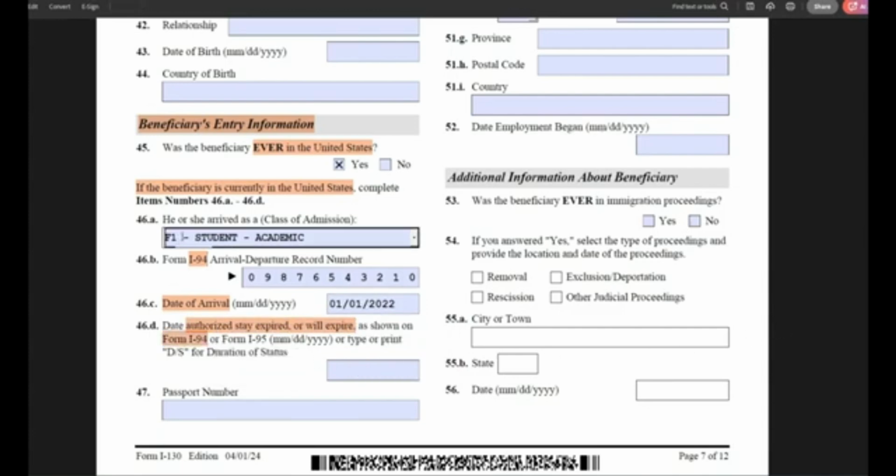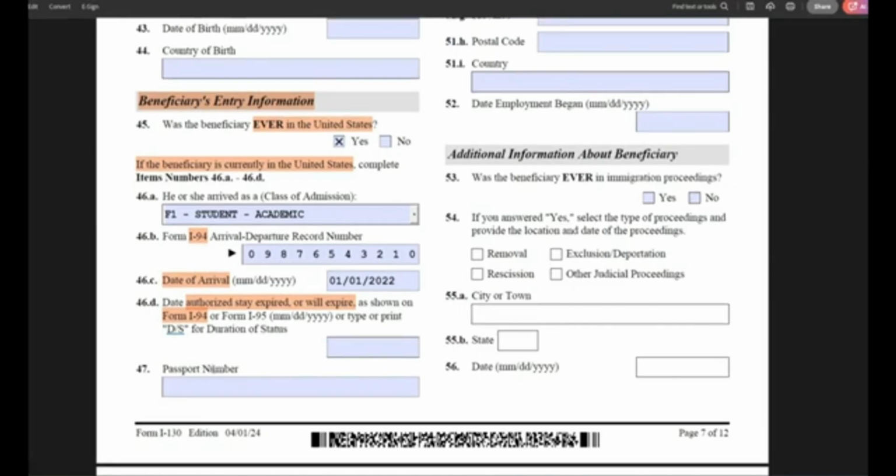If they are a student, it's likely that their expiration is written as DS, duration of status. So as long as they're a student, they can legally stay here. In that case, it will not let you type in the form DS, so you will write it in pen after you print out the form.